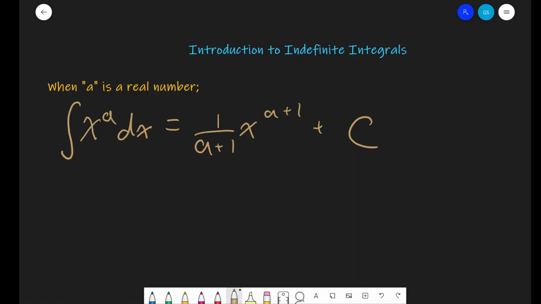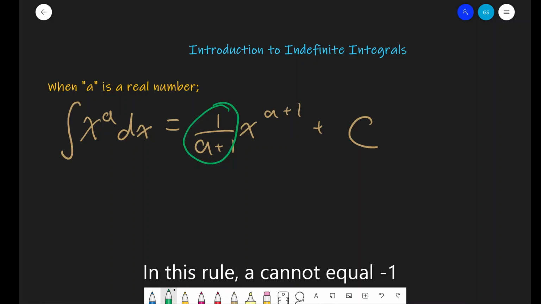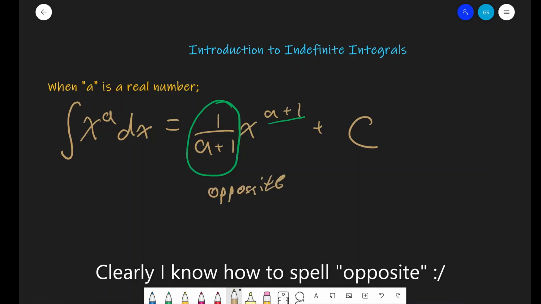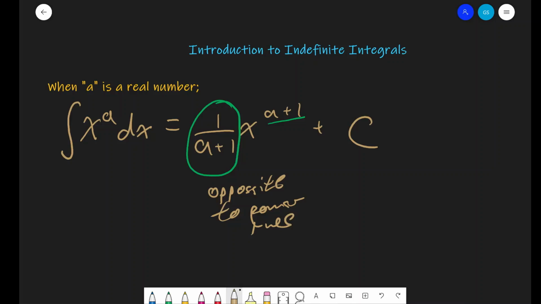So basically, what does this mean? Any number, it could be 3, 4, 5, doesn't matter, whatever number. You're going to add 1 to it, and then put it in the denominator of some fraction with 1 in the numerator, multiplying x to the a plus 1. Hopefully you notice that it's sort of opposite to the power rule. I'll write this here: opposite to power rule, kind of, right? I'll show that in just a second.